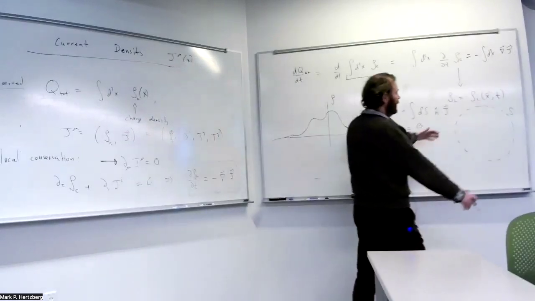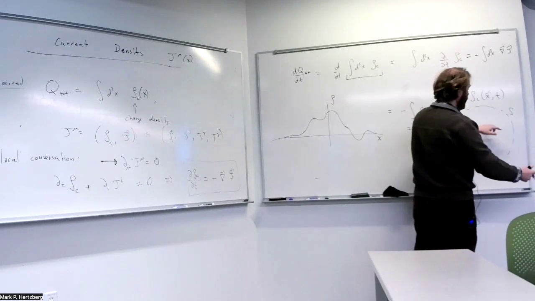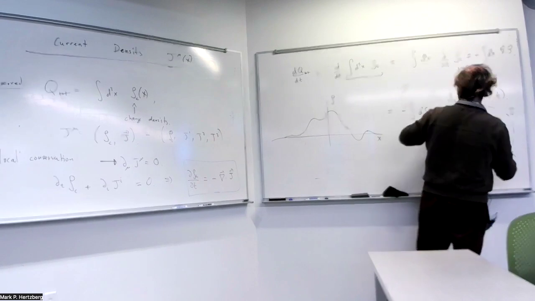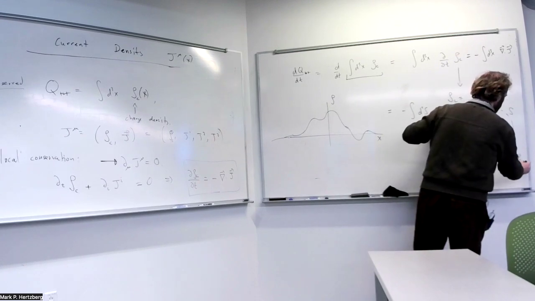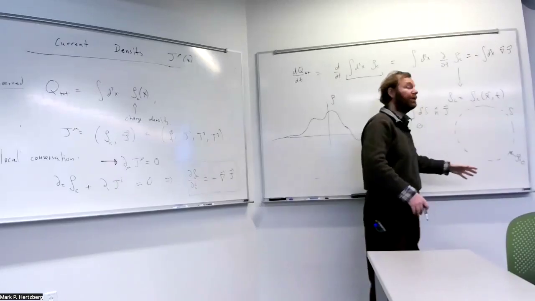Well, the assumption is that this surface is so big that out here, really the precise statement is that J is zero on this surface. You can think of rho vanishing there too. So there's no stuff out there.